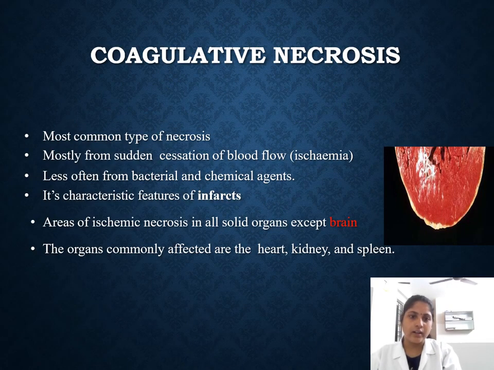Coagulative necrosis is the most common type of necrosis. It mostly occurs from the sudden cessation of the blood flow, which is known as ischemia, and less often from bacterial and chemical agents. It is a characteristic feature of infarcts. Areas of ischemic necrosis in all solid organs can occur except the brain. The organs commonly affected by coagulative necrosis are heart, kidney and spleen.